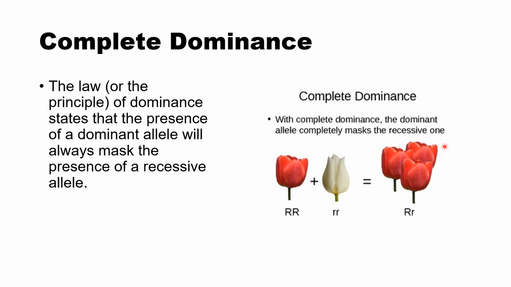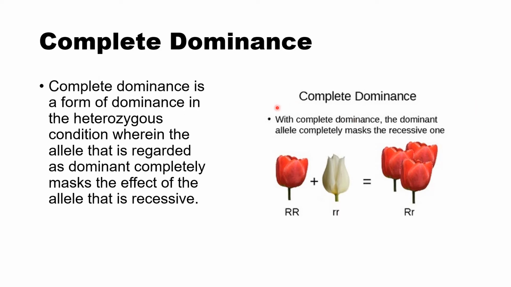So, laging tatandaan when we say complete dominance, basta kung ano yung trait na dinidictate ng complete dominance or yung dominant allele, yun yung lalabas doon sa offspring. Yun yung makikita ng mata natin. Yun yung phenotypic characteristic na makikita natin. So, yun yung complete dominance na tinatawag. So, complete dominance is a form of dominance in the heterozygous condition wherein the allele that is regarded as dominant completely masks the effect of the allele that is recessive.